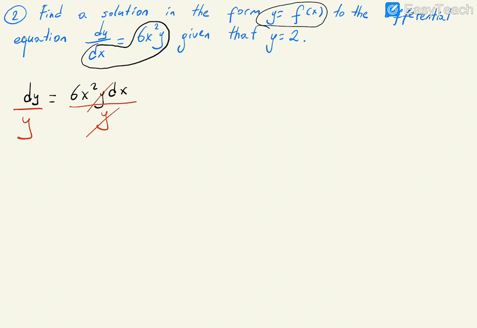So I'm going to take the integral of both sides. dy over y will be what? ln y equal to. So how about this one? 6x squared.